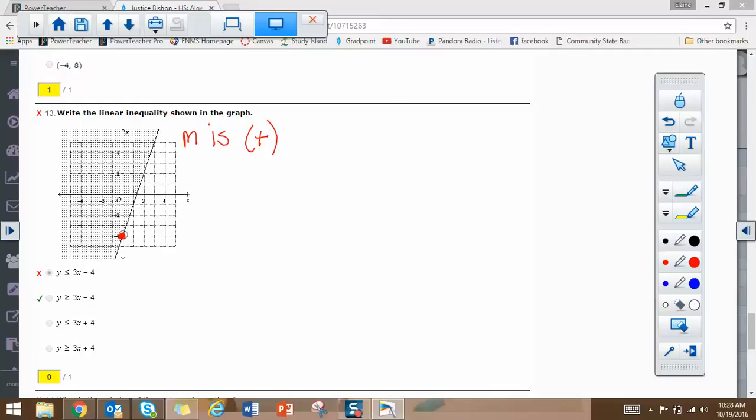The y-intercept though is down at -4, so that rules out this one and this one, which have the y-intercept of +4. So now the question again is, is it less than or greater than? And again, because you're shading above the line, kind of up on top, then it's greater than. If the shading were down here below the line, then we would say less than or equal to.